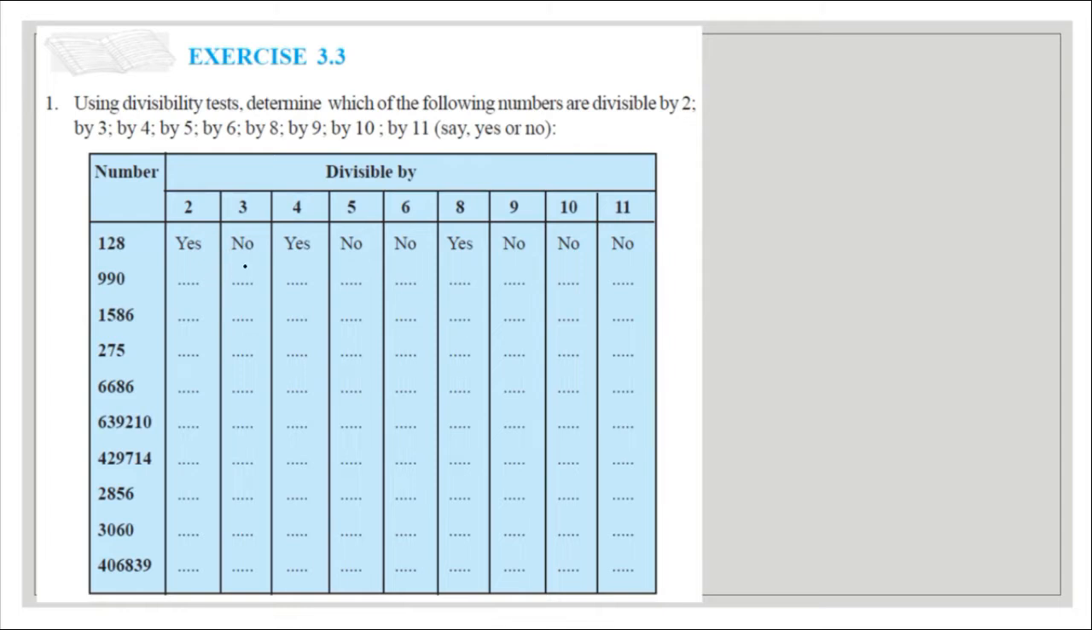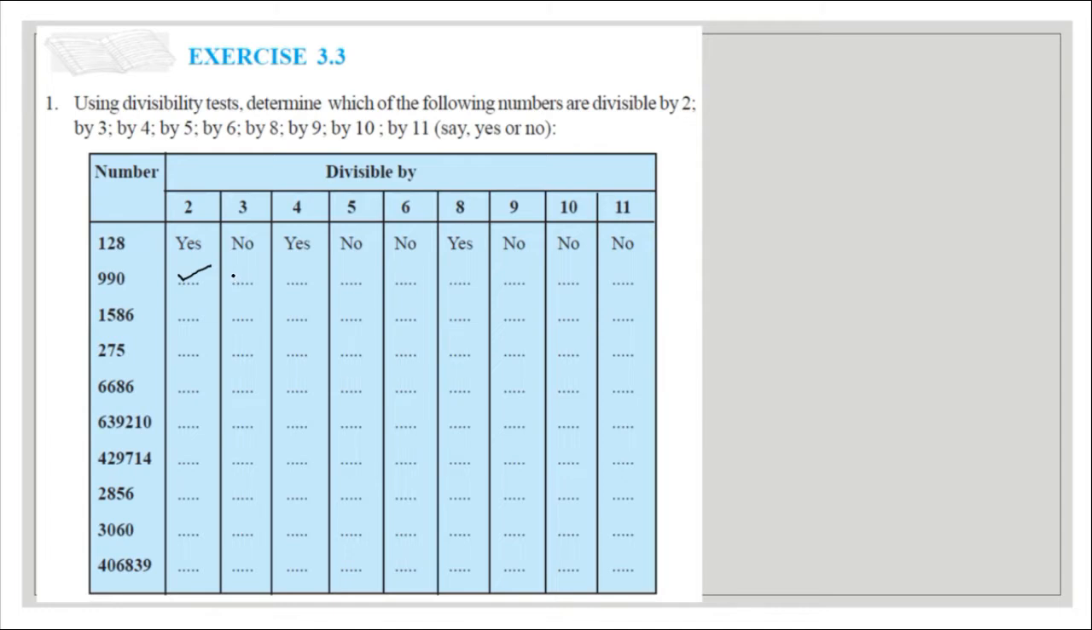They have given all the answers. Similar way, we have to do it for the remaining numbers. 990, it's an even number, so 990 is divisible by 2.